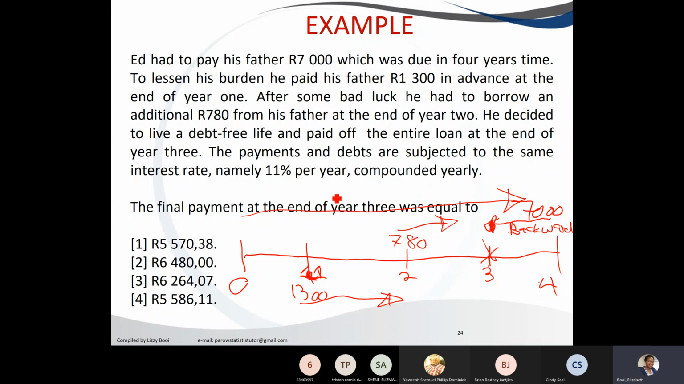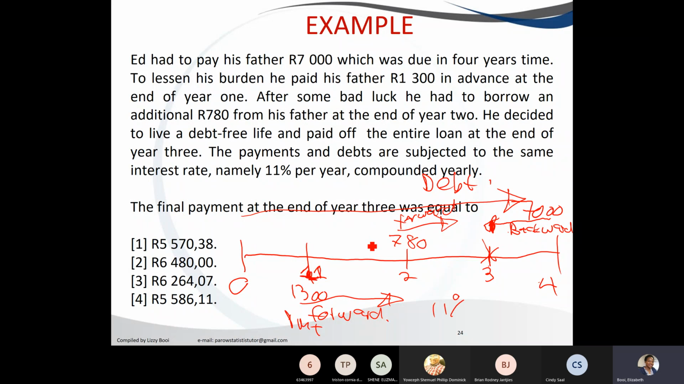This one is still going forward because they never said when he will settle that one. So it's going forward. And also this one is going forward. And all the payments and the debt. So this is the payment. This is our PMT. And all of the ones at the top, these are our debts. So all of them, payments and debts, are subject to the same interest rate of 11%.